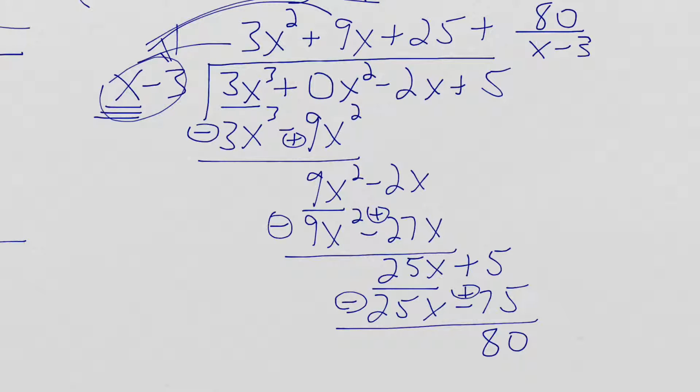And so this right here would be the answer to this problem: 3x squared plus 9x plus 25 plus 80 over x minus 3. So an example of one that's zeroed out and an example of one that has a remainder as well as a missing term.